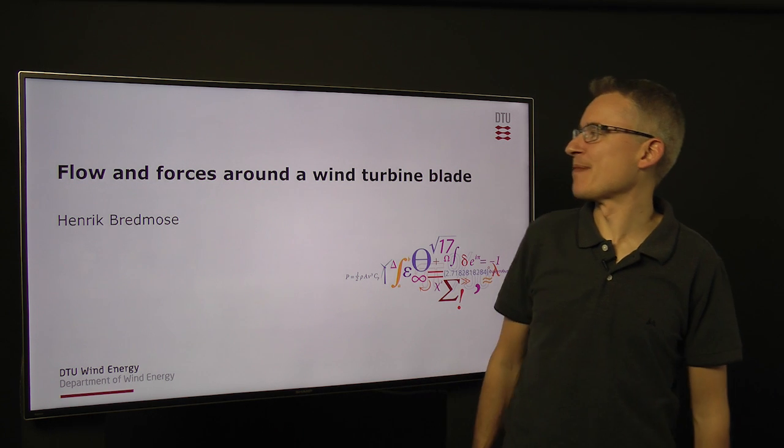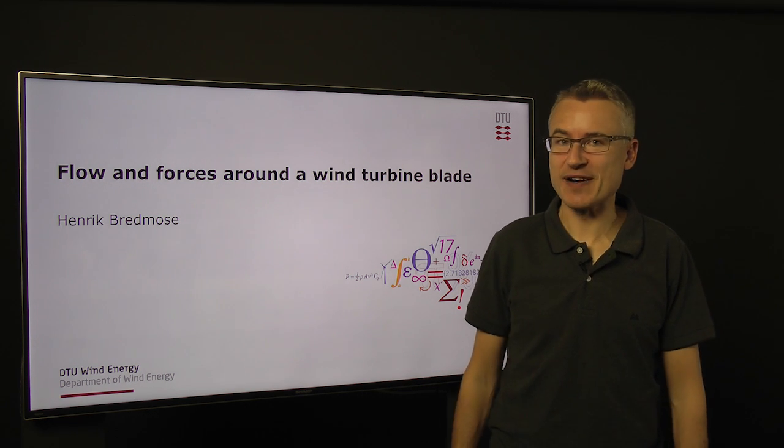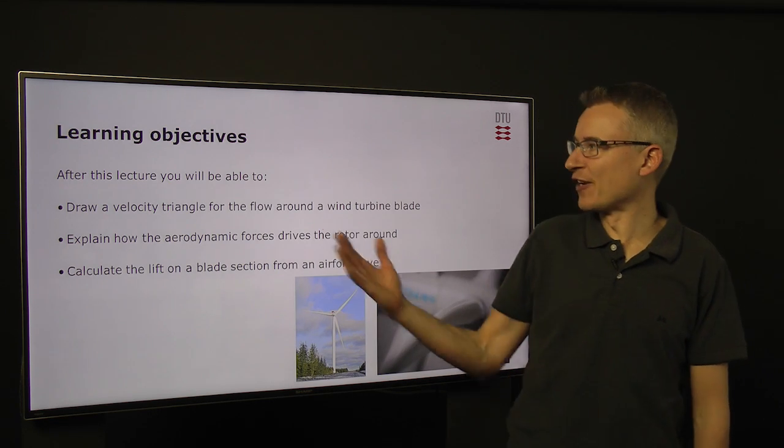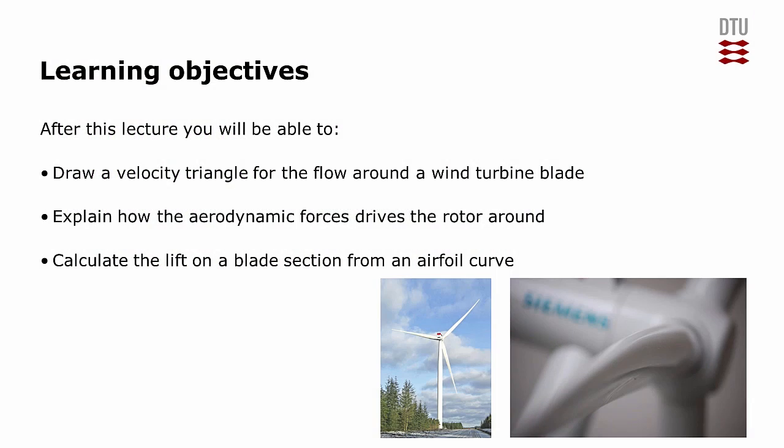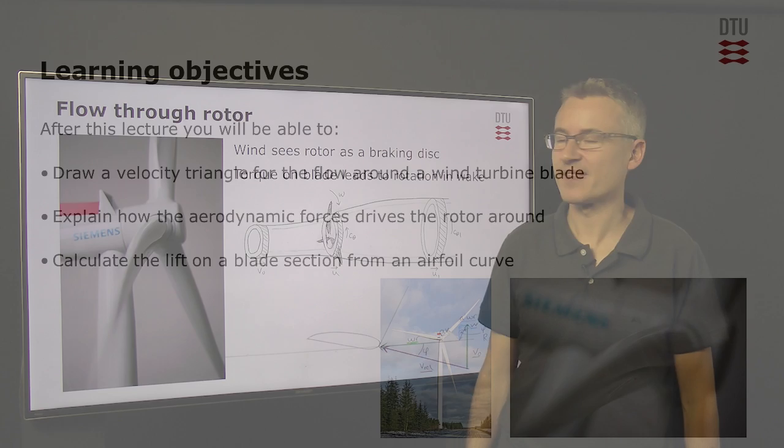Welcome to this session about flow and forces around a wind turbine blade. The learning objectives of this session are that you will be able to draw a velocity triangle for the flow around a blade section. You will be able to explain how the aerodynamic forces drive the rotor around, and you will be able to calculate the lift on a blade section based on airfoil data.